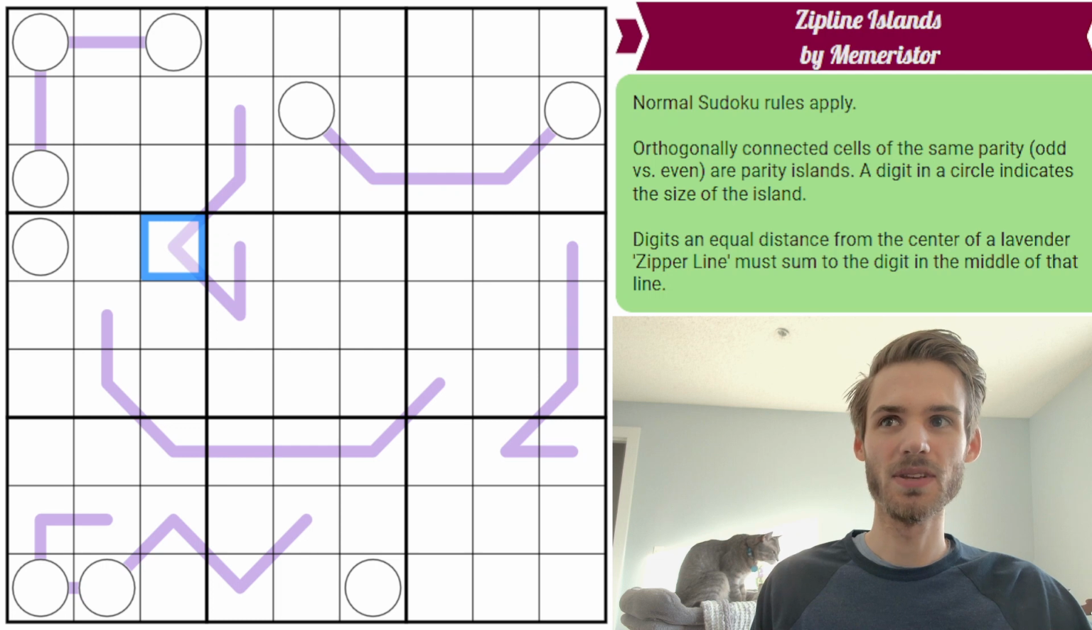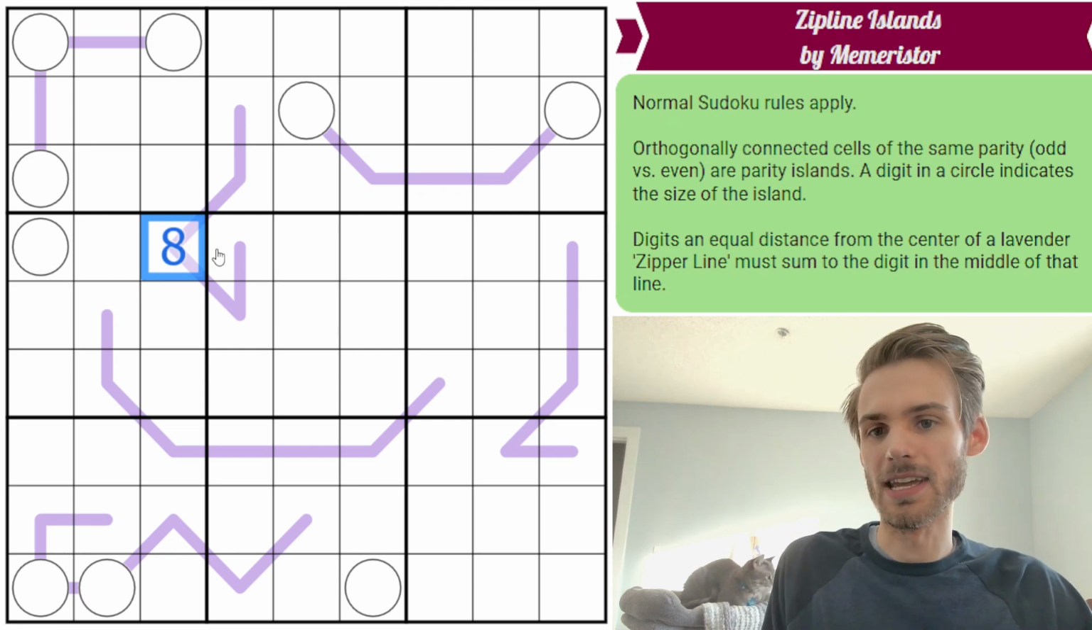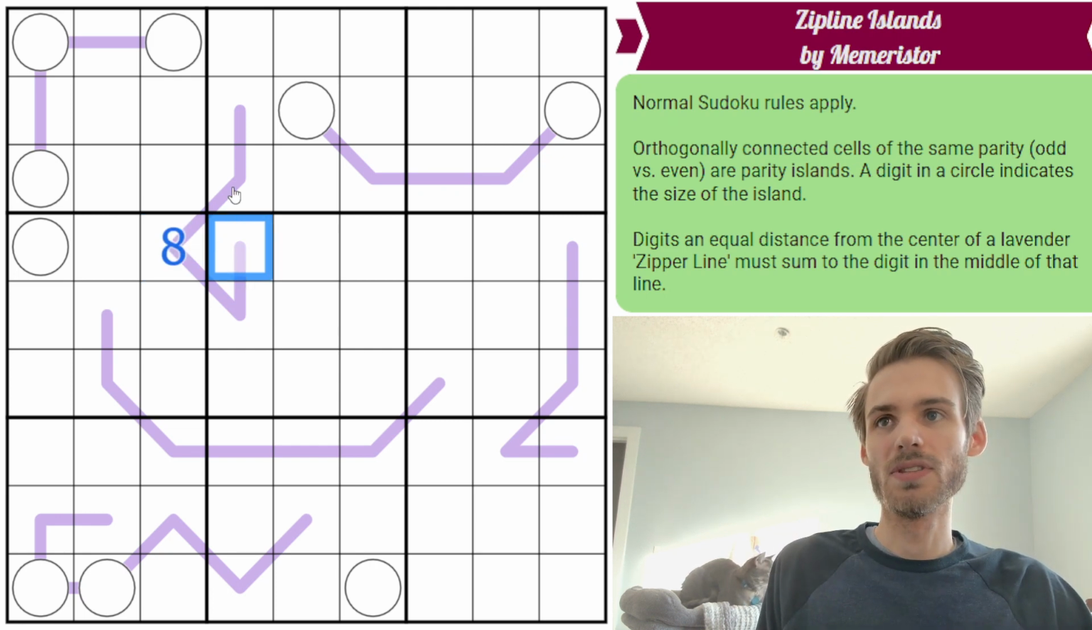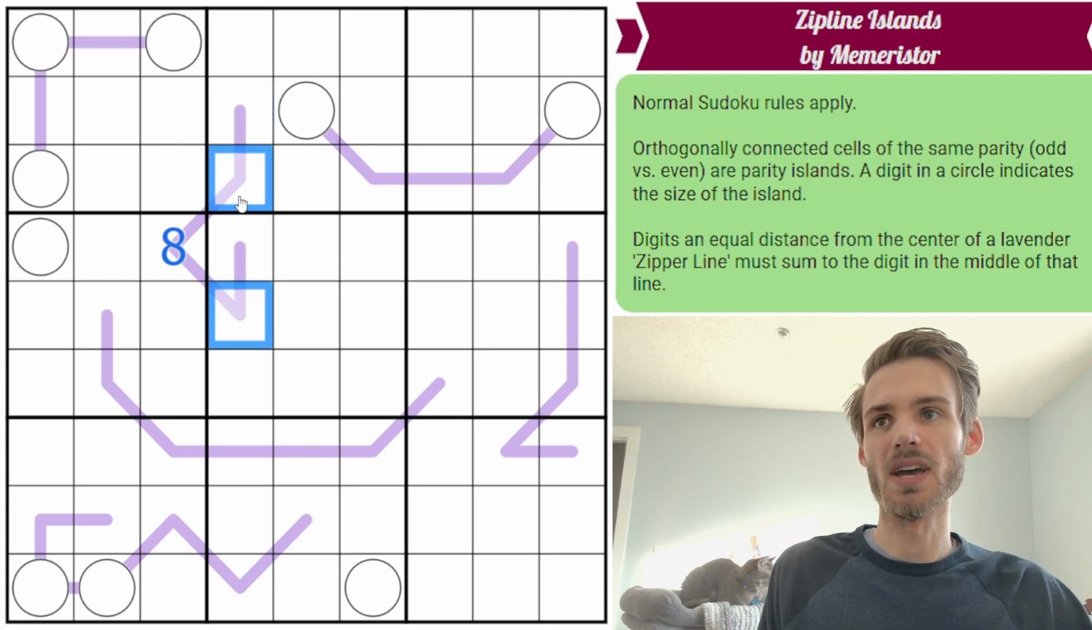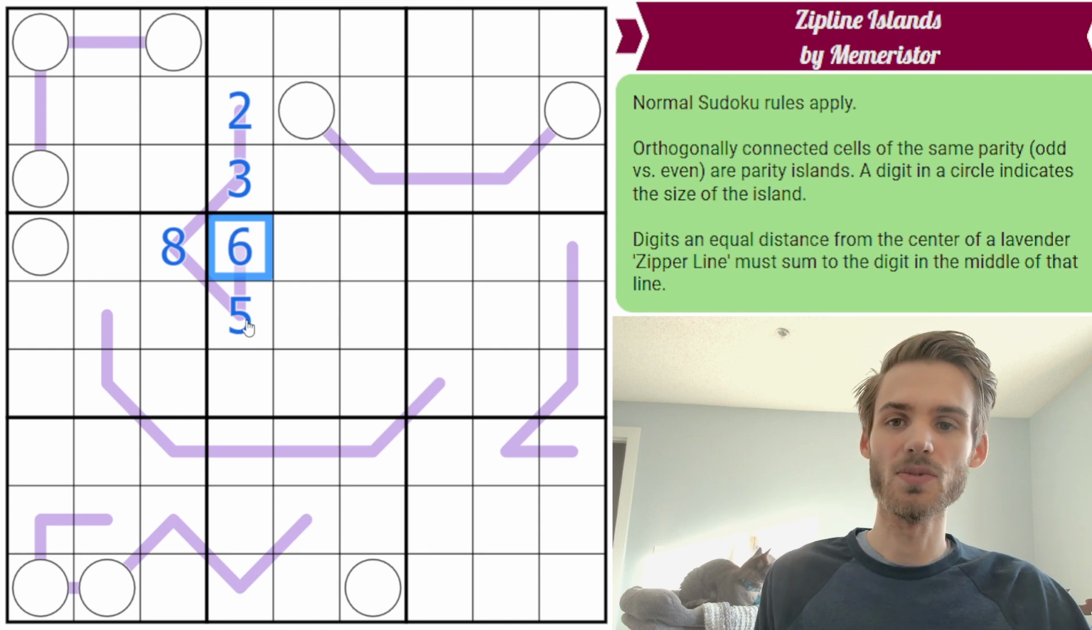So a zipper basically says that the middle digit of a zipper, say like this one, let's say it's an 8, is equal to the sum of the digits that distance from the center. So these two digits add to 8. So they could be like 3 and 5, for example. These two digits add to 8. So those could be 2 and 6, for example.